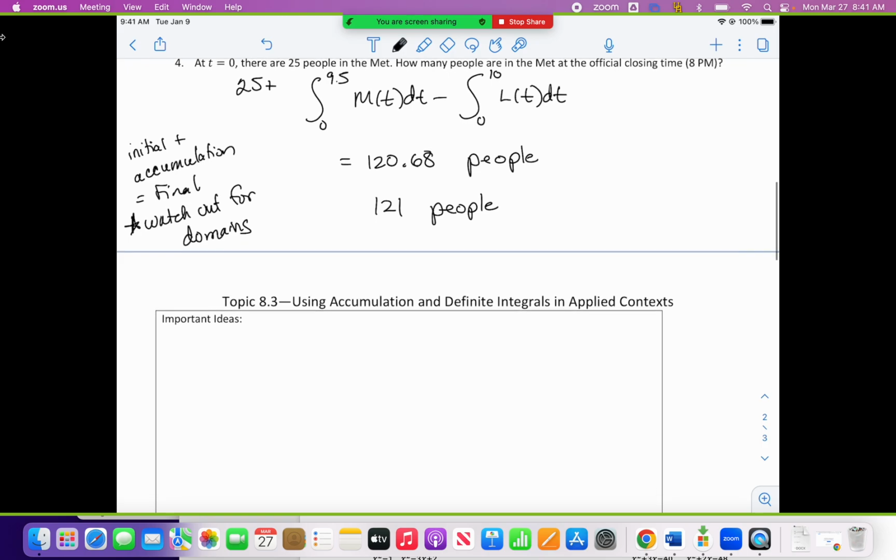So it's really important that you're able to use the store feature. It'll make you a lot more efficient. All right, so what are the important ideas?